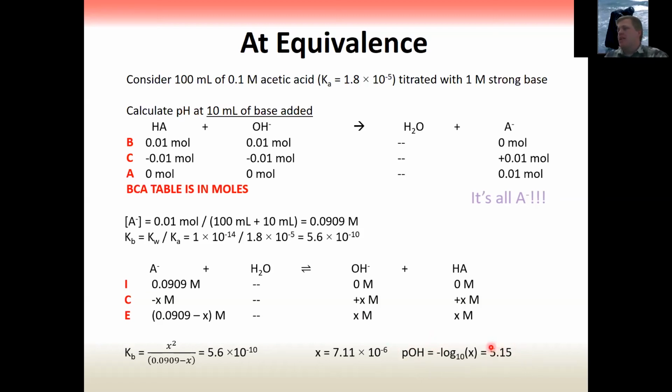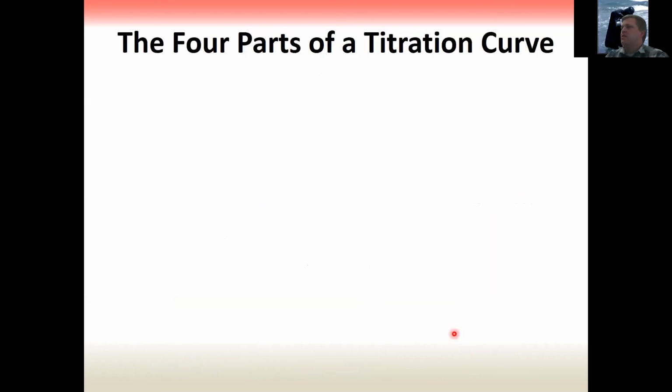So when we take the negative log of that, we're actually calculating the pOH. So the pOH is equal to 5.15. So now how do we get the pH out of that? Well, our pH plus our pOH, if you remember, is equal to 14. And if you don't remember, then the pH plus the pOH equals 14, and now you know. So then we just solve this for pH, so our pH equals 14 minus our pOH, so our pH is equal to 8.85.